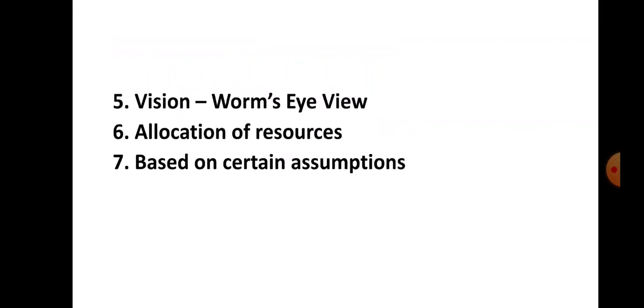Now let us see the next feature, vision. What is the vision of microeconomics? That is the worm's eye view. What is the worm's eye view? In microeconomics, we study a single tree and not a whole forest. So here we study an individual unit and not the whole economy. So the vision of microeconomics is the worm's eye view. Number 6 is allocation of resources. Microeconomics deals with allocation of resources. What are the basic economic problems? What are the microeconomic problems? What to produce, how to produce, and to whom it is to be allocated. And why does this problem arise?